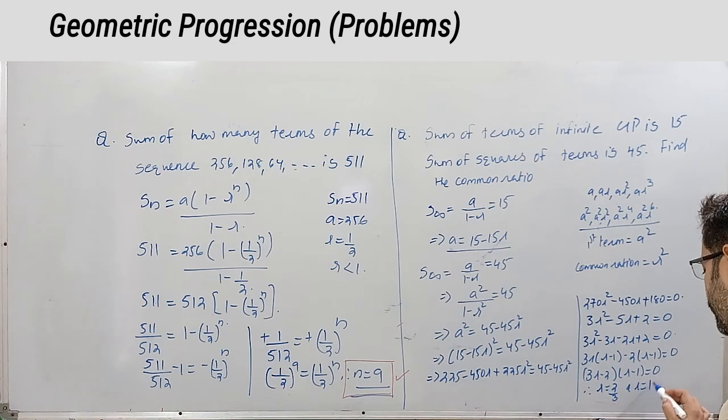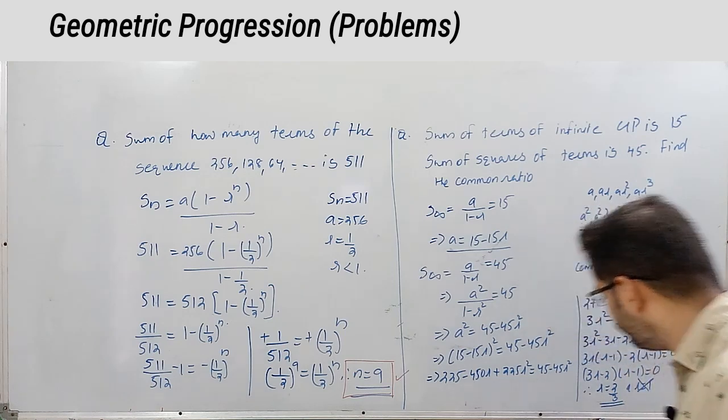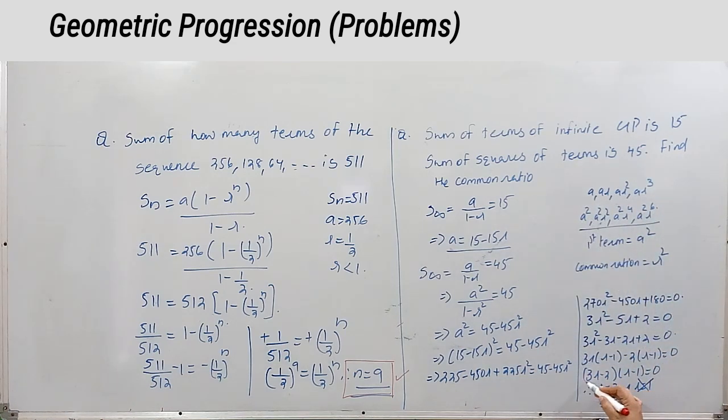R will not be taken as 1. Therefore R is equal to 2 by 3. We have to find the common ratio. Therefore we get the common ratio R as 2 by 3.